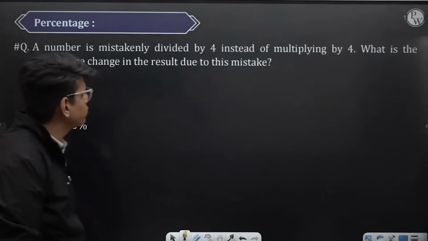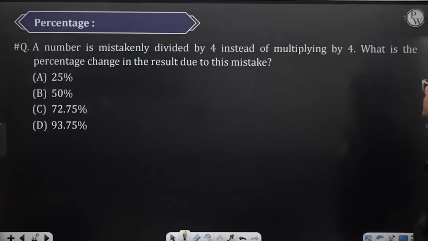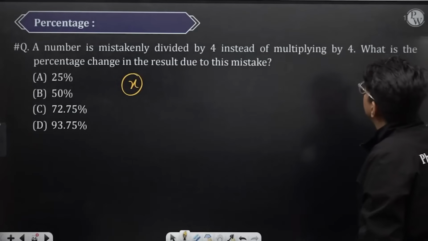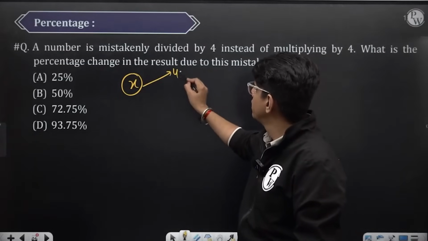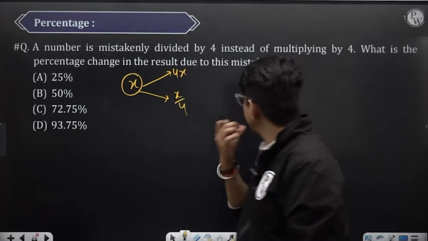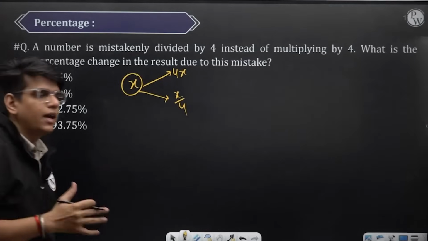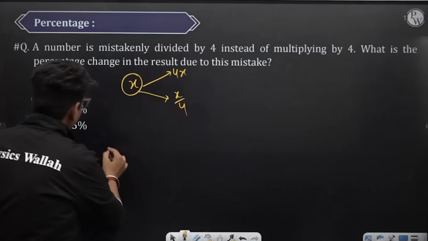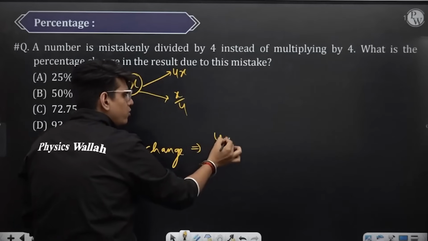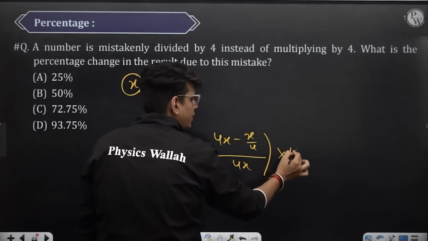Another percentage question which was asked this year, 2024. A number is mistakenly divided by 4 instead of multiplying by 4. If x is the number, the correct operation was 4x, and the incorrect one was x by 4. What is the percentage change in the result due to this mistake? You will compare with the correct value, how much the incorrect one deviates. So the required percentage change is equal to correct value minus incorrect value, compared to the correct value, into 100%.